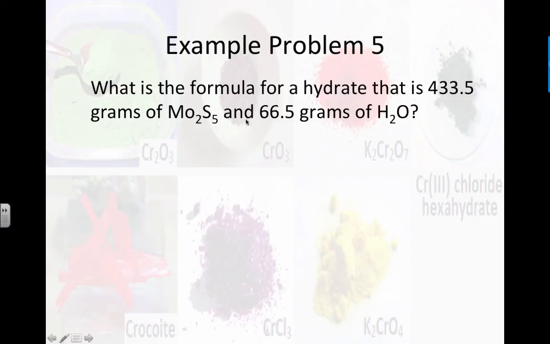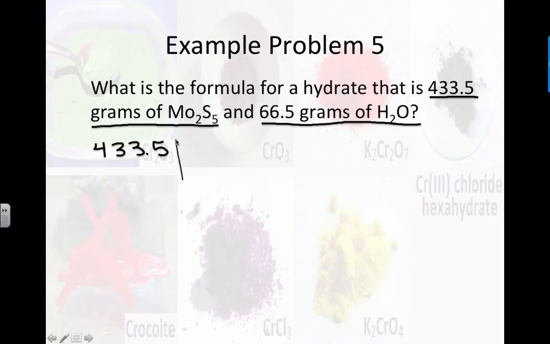Okay, last problem. What is the formula for a hydrate that has 433.5 grams of molybdenum sulfide, that's a mouthful, and 66.5 grams of water? So we're going to do the same process, only since we don't have percents to start off with, we're already at step 2. We have grams, so change mass to moles and divide by the small and use a multiplier if we have to. So if I have 433.5 grams of molybdenum sulfide, then 1 mole weighs how many grams?